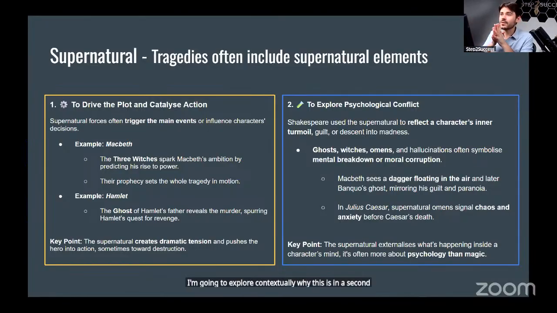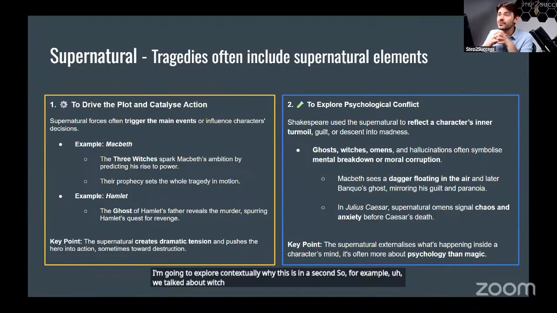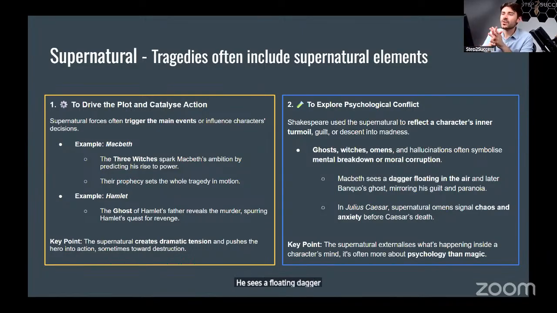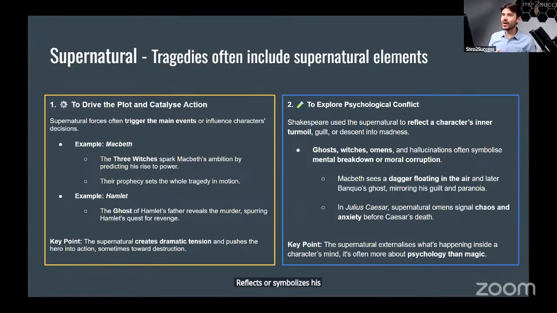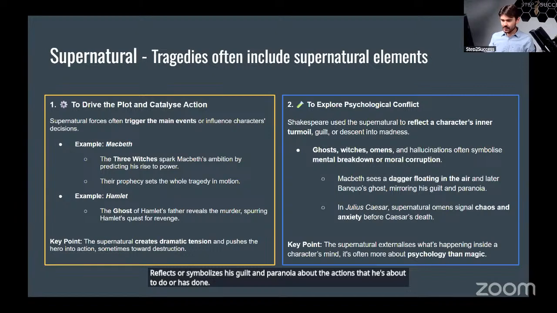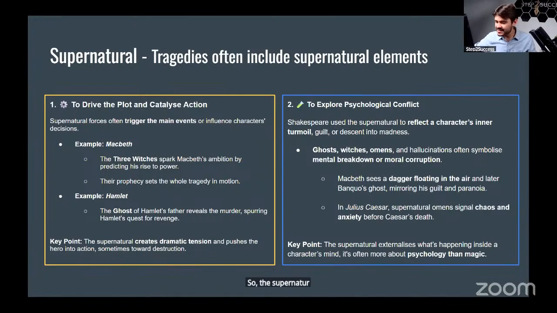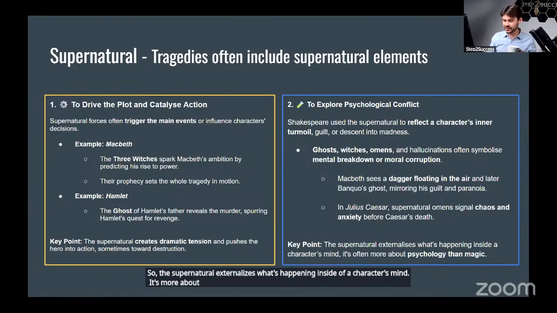So, for example, we talked about witches, but hallucinations occur in Macbeth. For example, in his Act 2 soliloquy, he sees a floating dagger coming towards him. Later, he sees Banquo's ghost. All of this reflects or symbolizes his guilt and paranoia about the actions that he's about to do or has done. So the supernatural externalizes what's happening inside of a character's mind. It's more about psychology than magic.